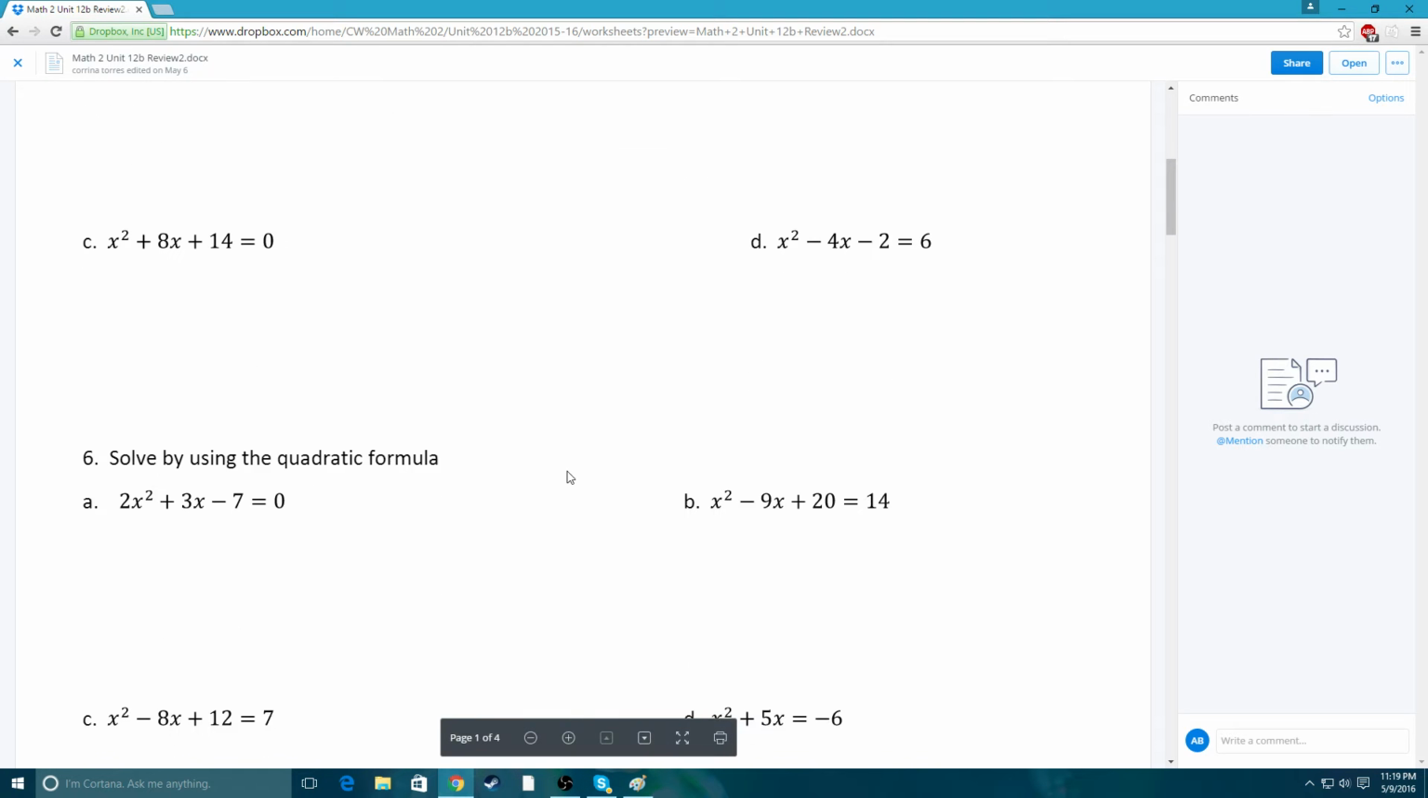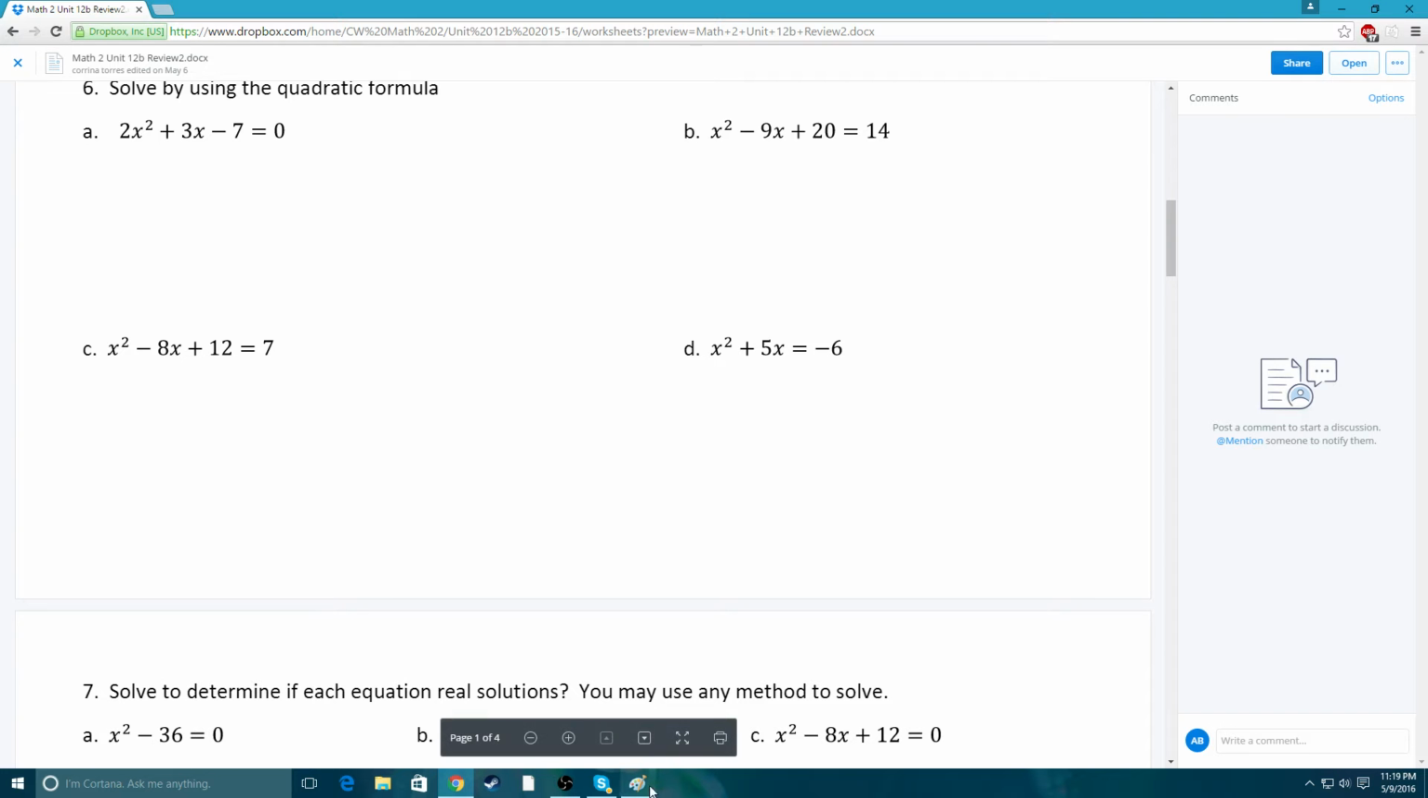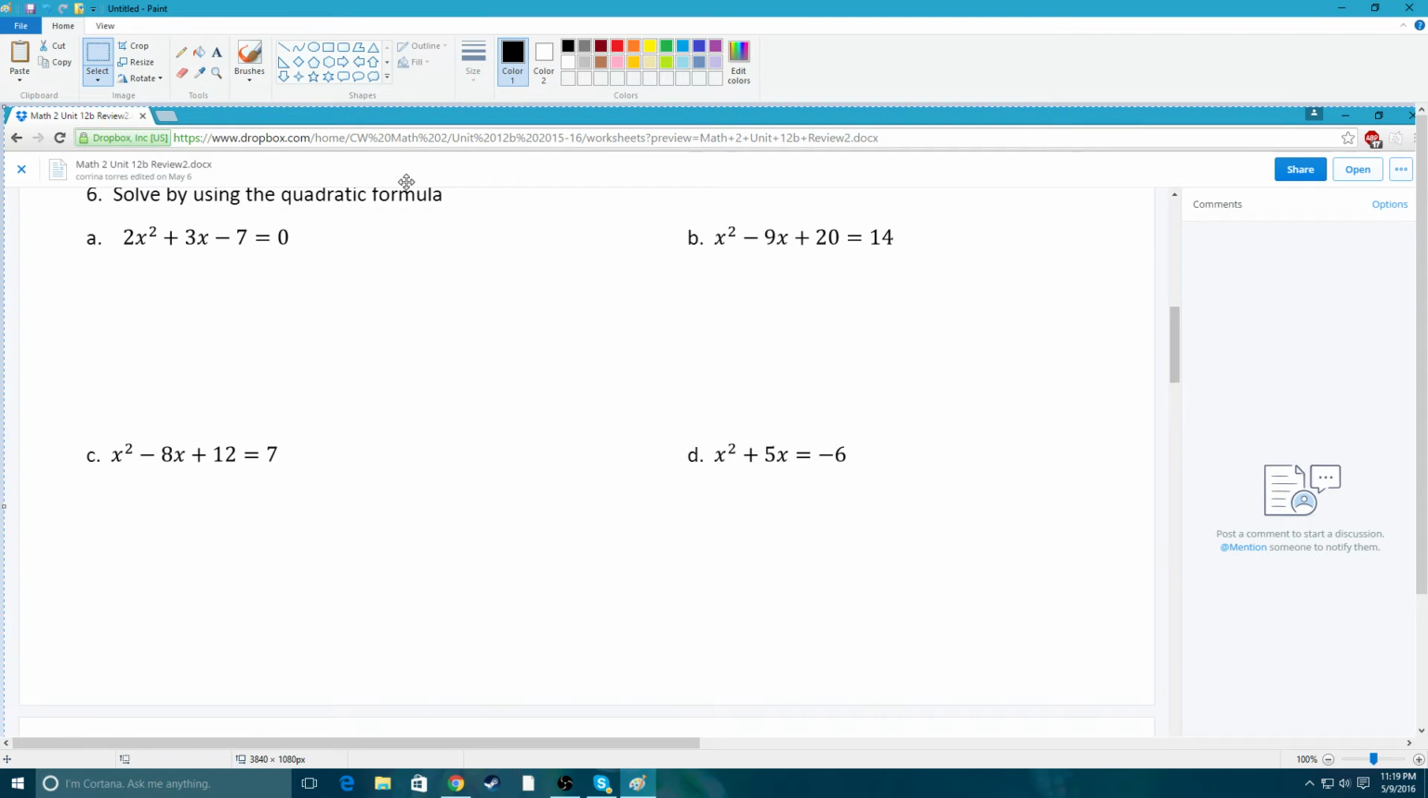Okay, quadratic formula. All right. So this is A, B, and C. I'm going to write this on the top so that way we have it. X equals negative b plus or minus the square root of b squared minus 4ac all over 2a.